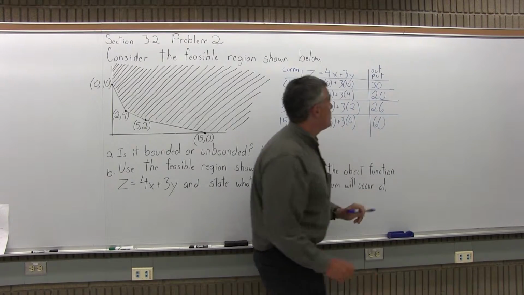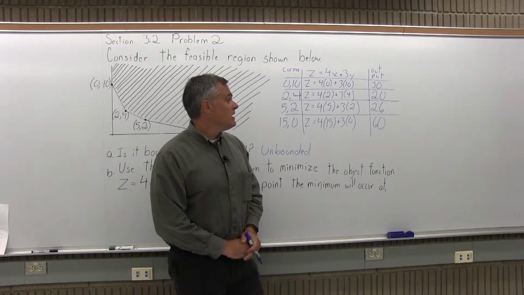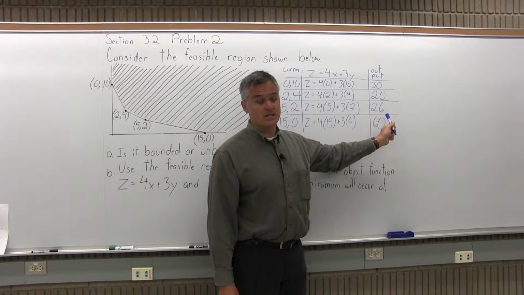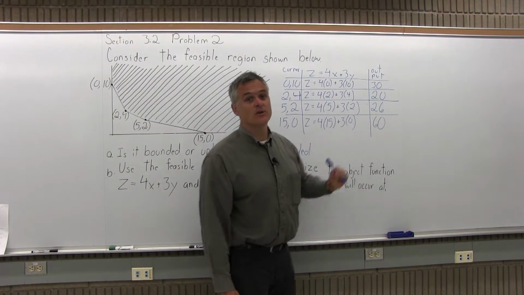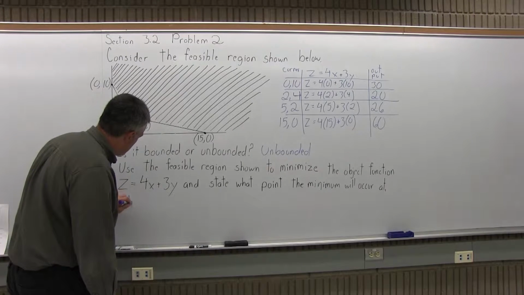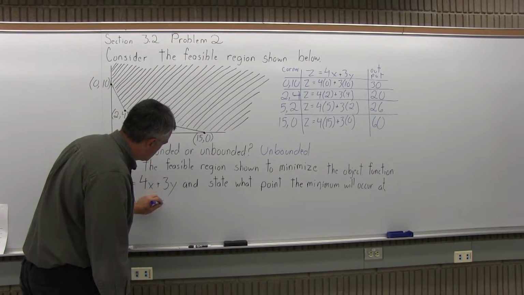And now this question wants us to minimize. So keep in mind, we want the smallest output. Our choices for smallest output are 30, 20, 26, or 60. And the smallest one is certainly the 20. So the minimum is 20.